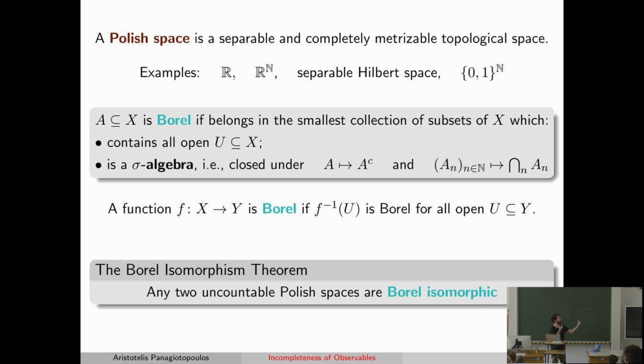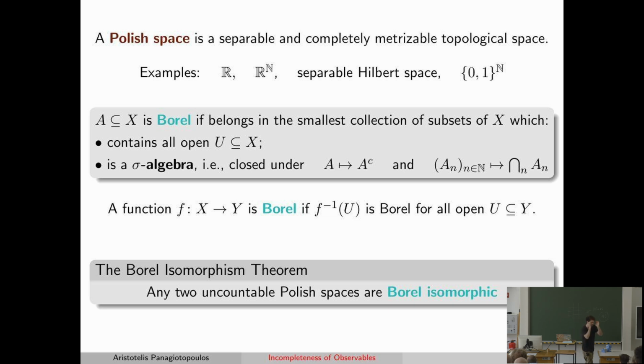Now if I have two Polish spaces, we know what it means for a map to be continuous, but more generally, to be Borel means preimages of open sets have to be Borel, right? Now, I said before that for me, all these spaces are the same because there is the famous Borel isomorphism theorem: any two uncountable Polish spaces you give me are Borel isomorphic. So there is a bijection between them that is Borel.